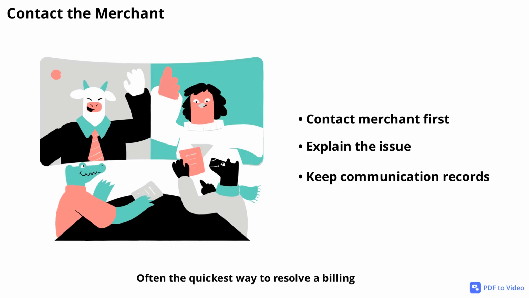Often, the quickest way to resolve a billing issue is to contact the merchant directly. Explain the situation and provide any relevant details, such as the date and amount of the charge. Many merchants are willing to correct mistakes or issue refunds without involving your credit card company. Keep a record of your communication, including dates, times, and the names of people you spoke with. If the merchant resolves the issue, you may not need to file a formal dispute.